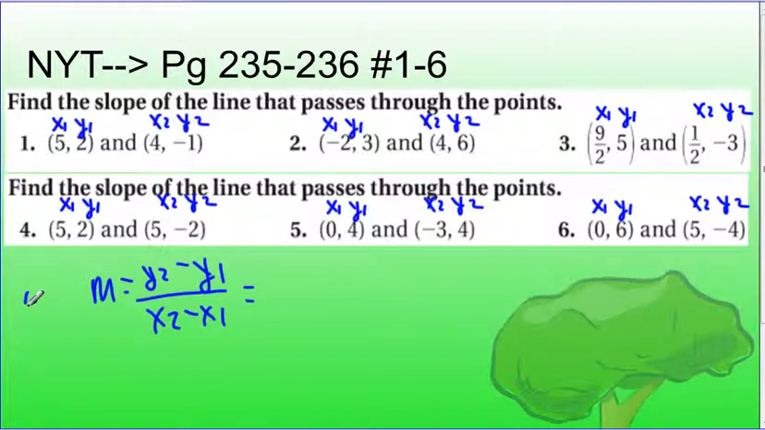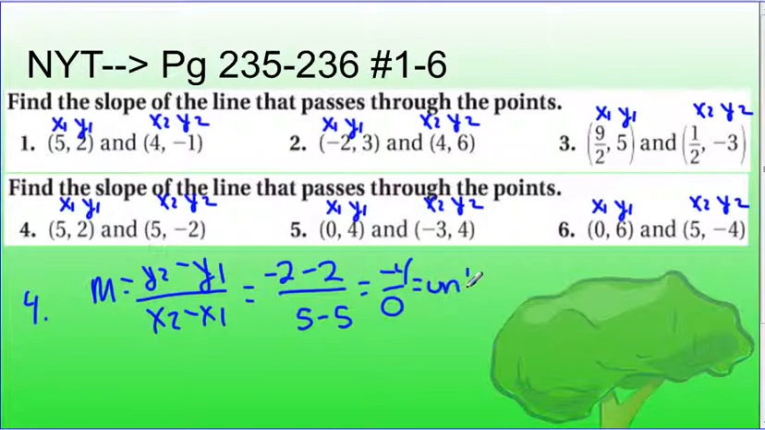Number 4. We've got y2 minus y1 over x2 minus x1. We get a negative 4 over 0. We are not allowed to divide by 0. This guy is undefined. It is a straight up and down slope, or straight up and down line. It has no slope.